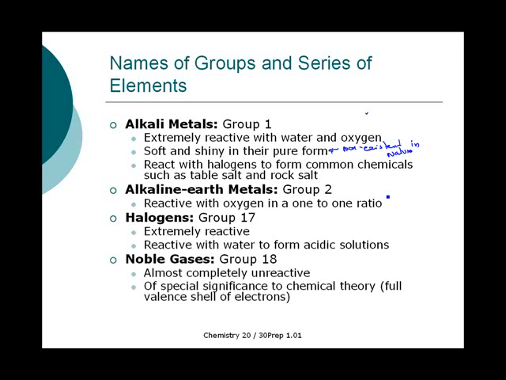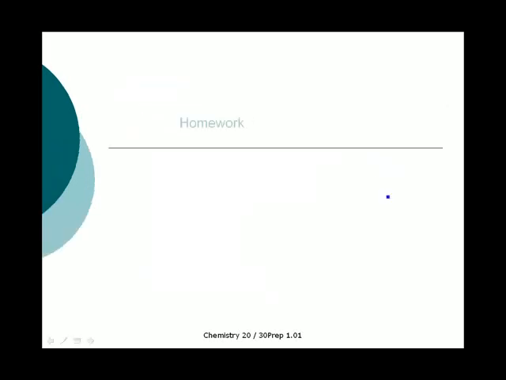And the noble gases, what makes them special? The 3 groups we've talked about ahead of them are all very, very reactive. The group 18, or the noble gases, are almost completely unreactive with other elements. In nature, they're never found in compounds. They're only found in their pure form. And so these elements were looked at to see, well, what makes them so special? And it turns out that they're of special significance to chemical theory. It has to do with their valence shell of electrons being full, and we'll talk about what a valence shell is in tomorrow's lecture.